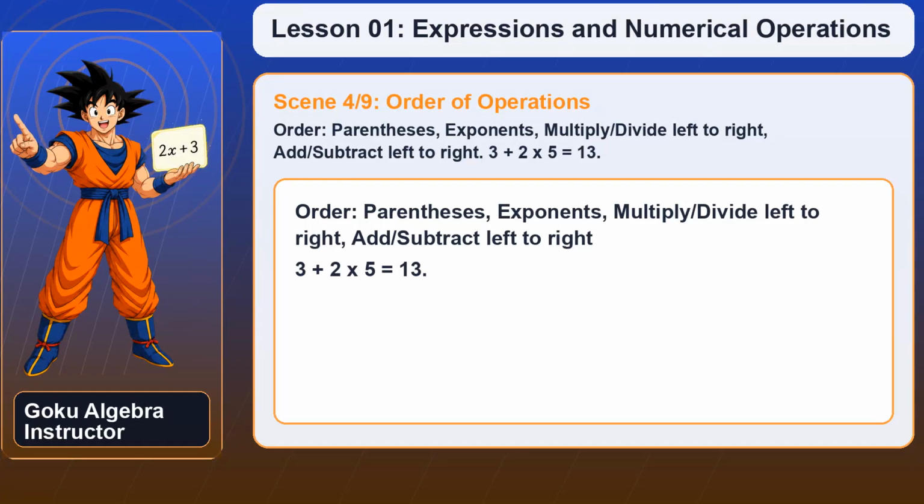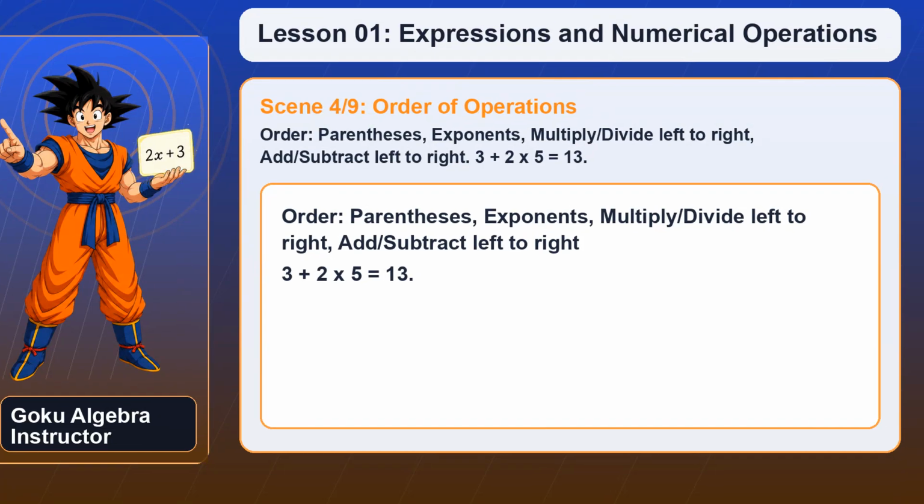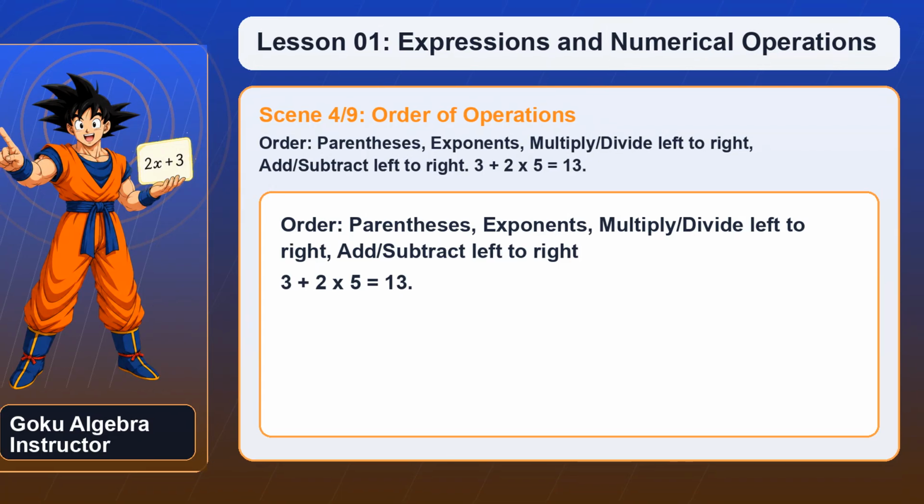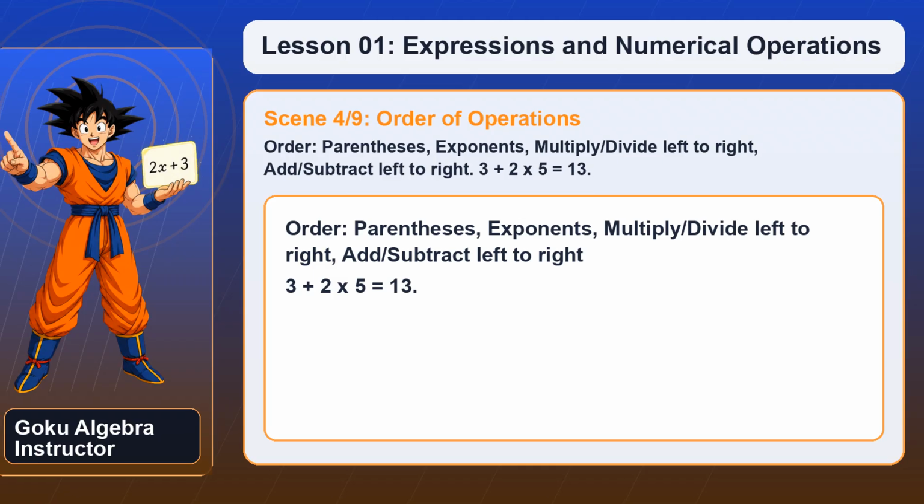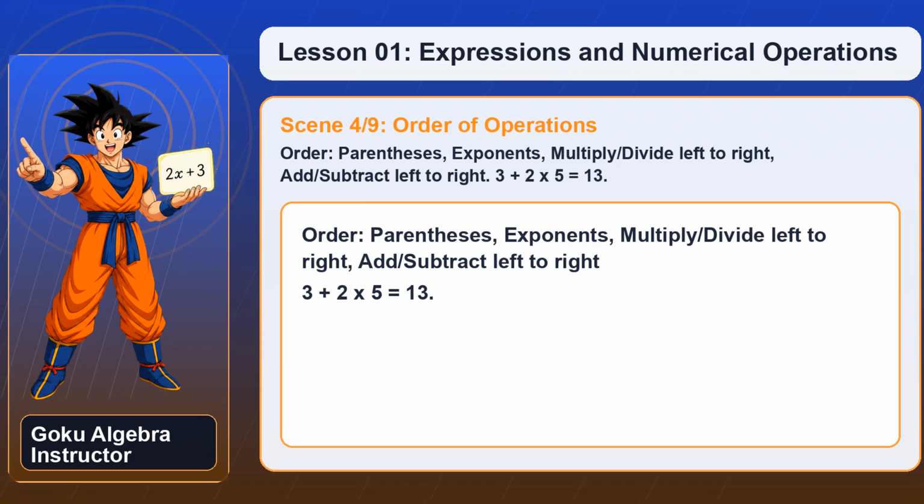When an expression has more than one operation, we need a fair order. Parentheses come first because they are the closest instructions. Exponents come next when they appear. Then multiplication and division move from left to right. Finally, addition and subtraction move from left to right.